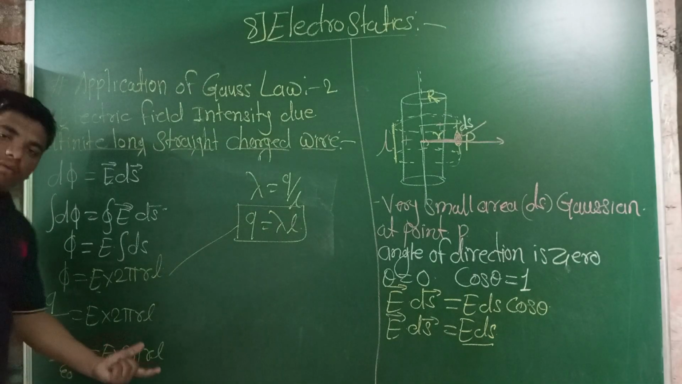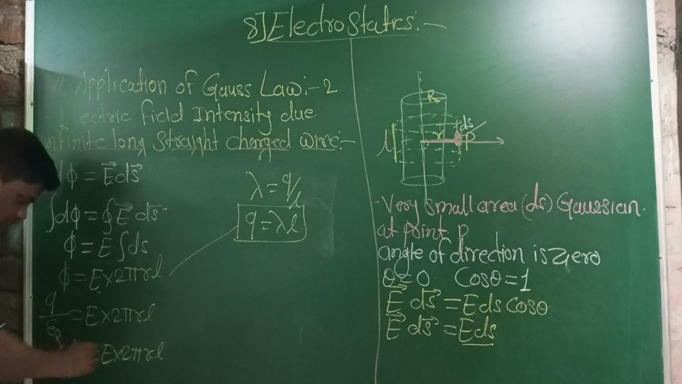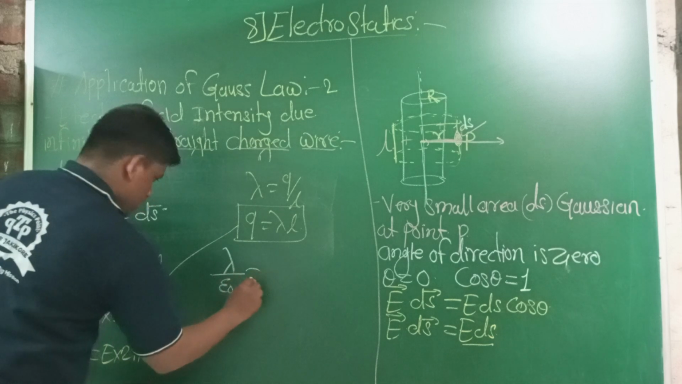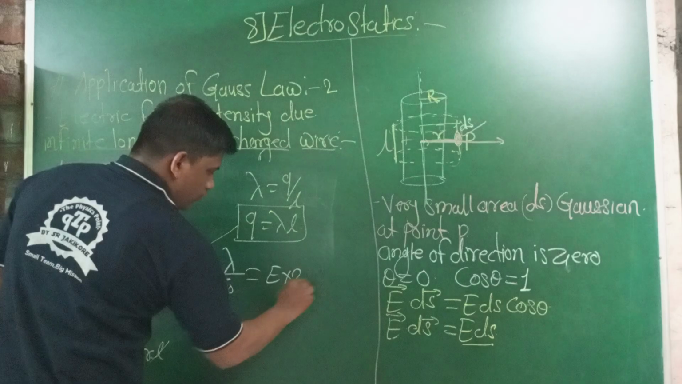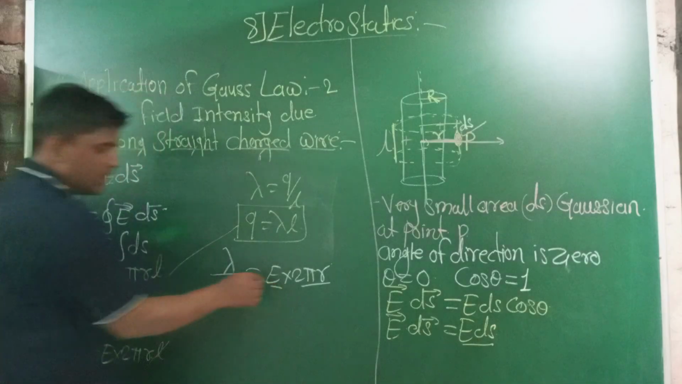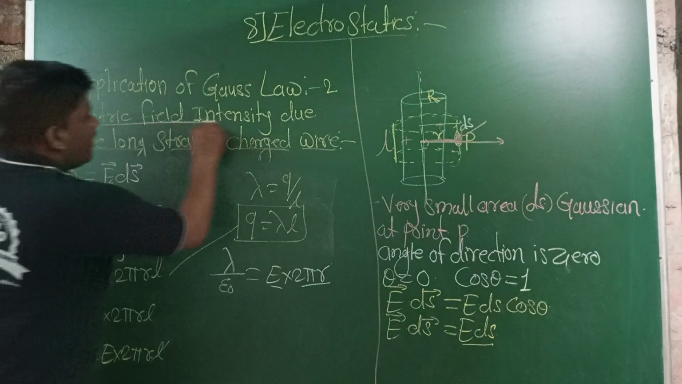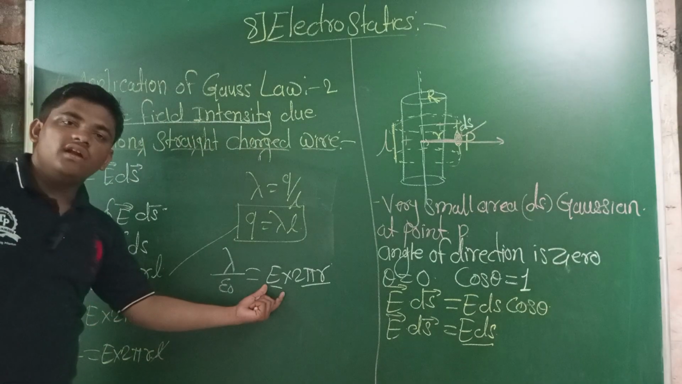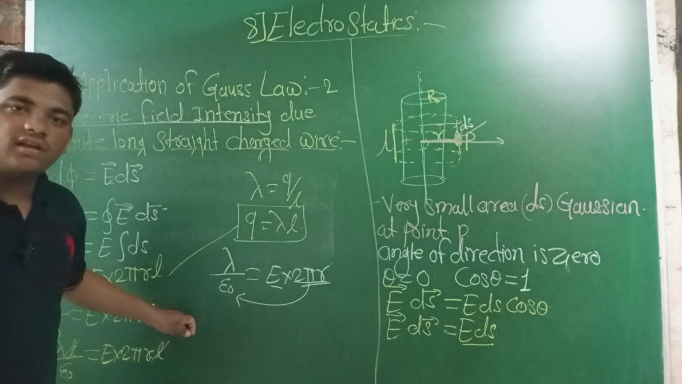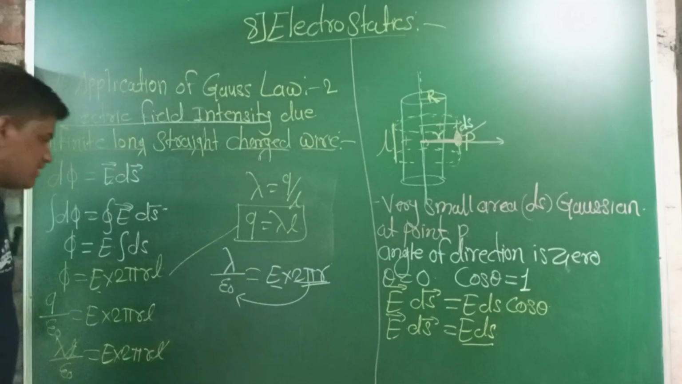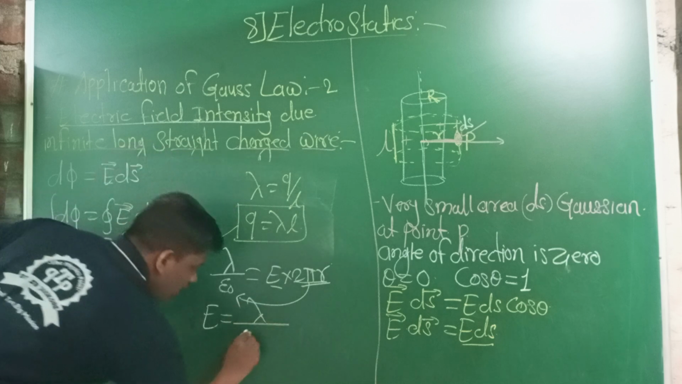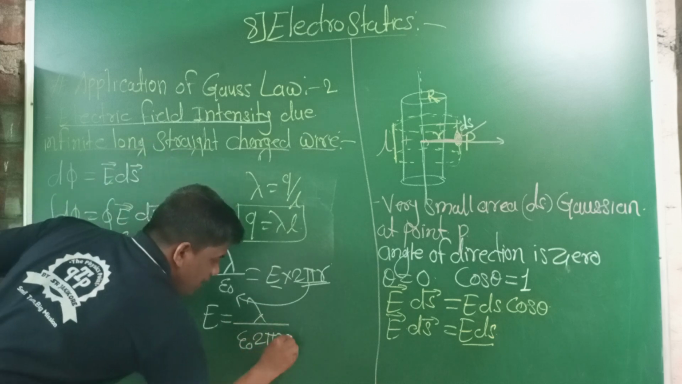The l will be the same on both sides, and will be cancelled. Then lambda upon epsilon 0 is equal to E into 2 pi r. This 2 pi r is multiplied with the electric field intensity. We want to find the electric field intensity, so this multiplication factor goes to the other side of the equal sign and divides the other side. That is lambda divided by epsilon 0 into 2 pi r.